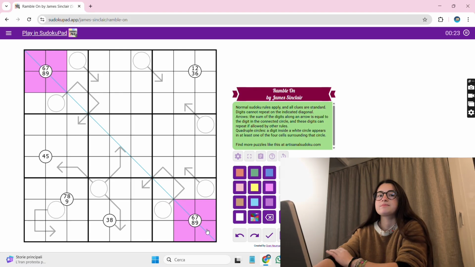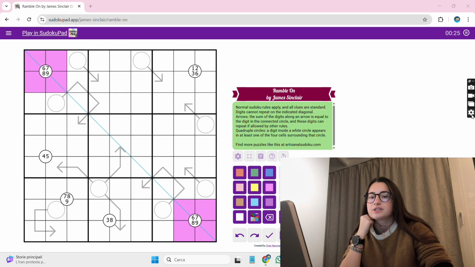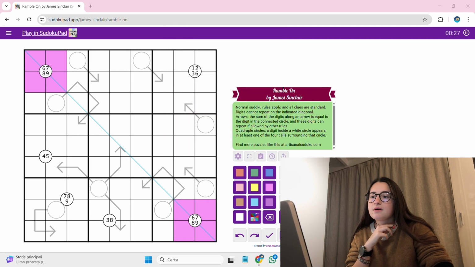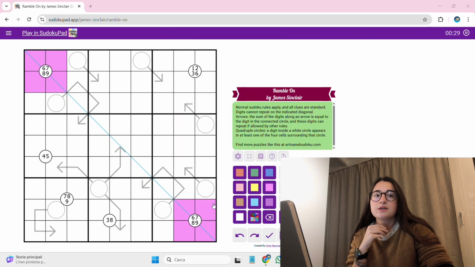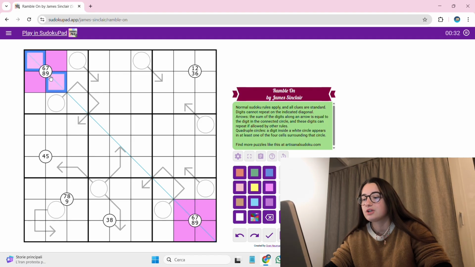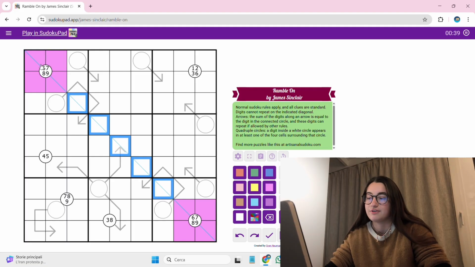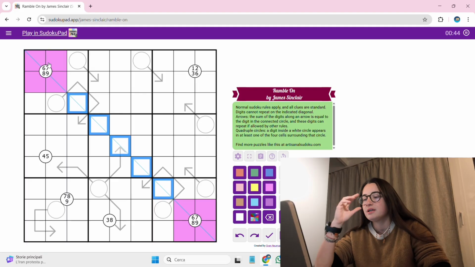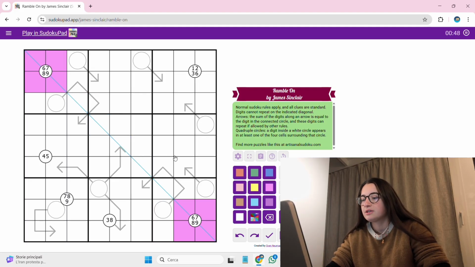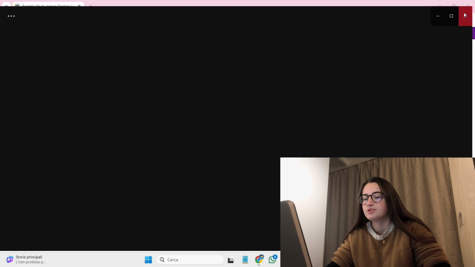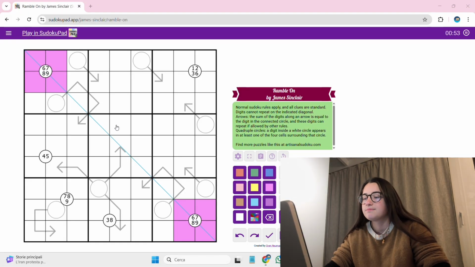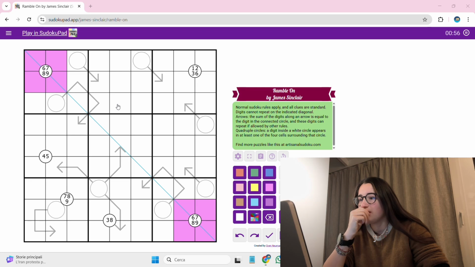And also, since we need different digits along the diagonal, in this 5 we will need 1 2 3 4 and 5, since 6 7 8 and 9 will be somewhere along here. Obviously this doesn't really help because there are too many combinations. So what else do I know?